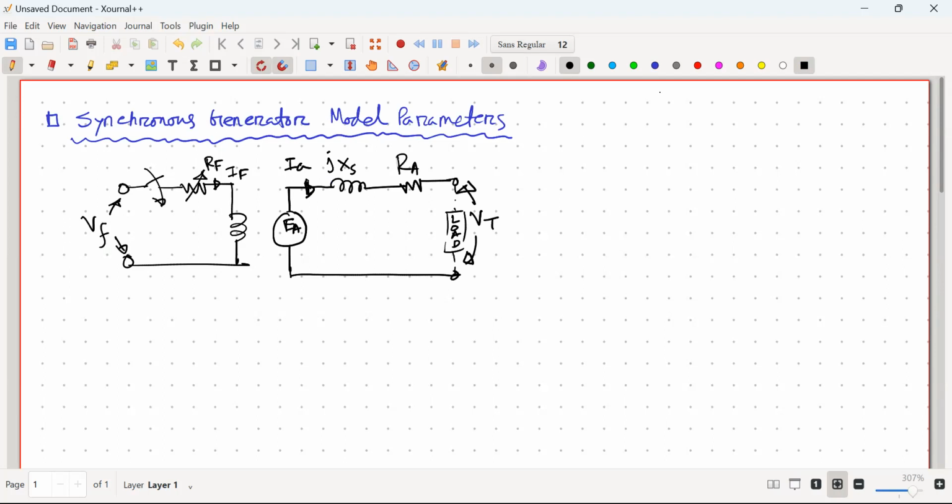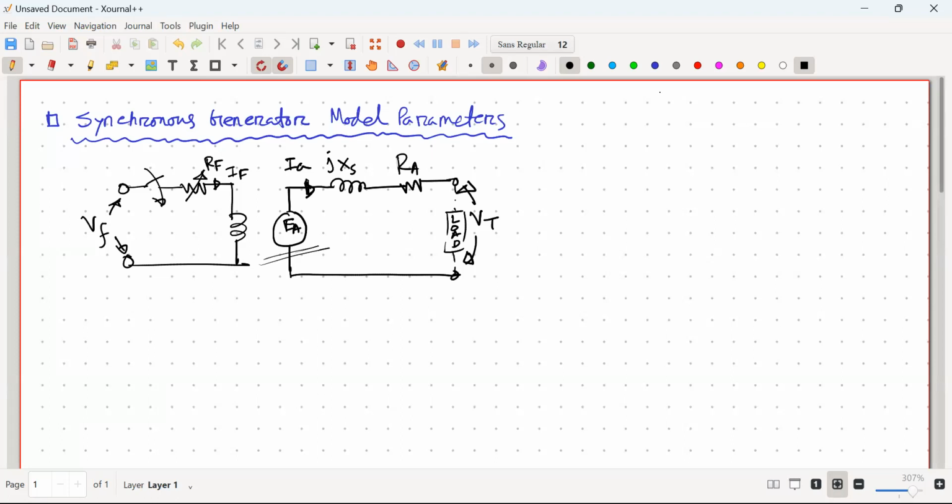Now, VT can be measured by connecting one voltmeter. But it's quite impossible to measure the value of EA. So how can you get the value of XS for a certain generator? Finding RA is quite easy. Just place one multimeter and measure the value of RA. But finding the value of XS, how can you get that?